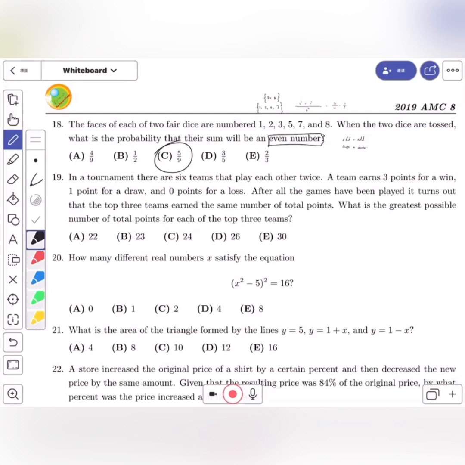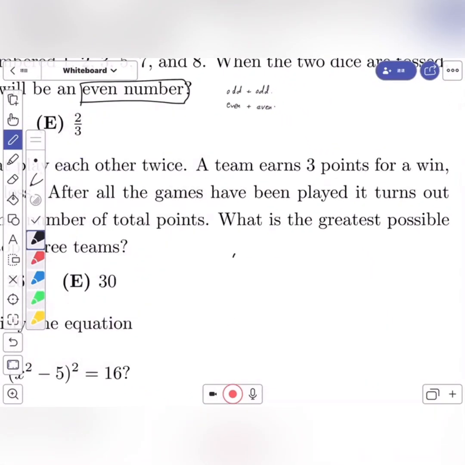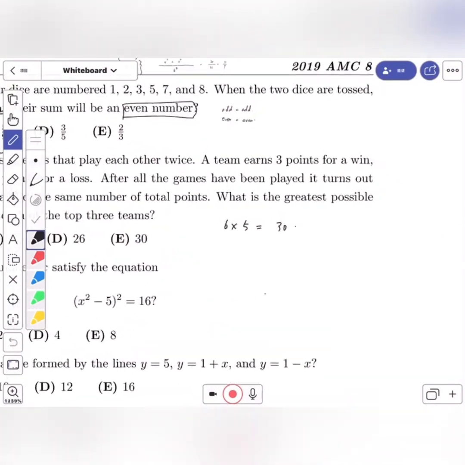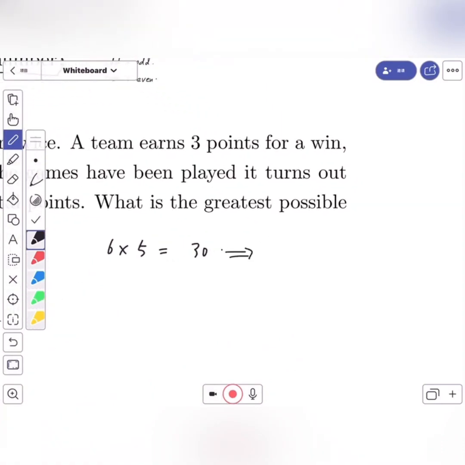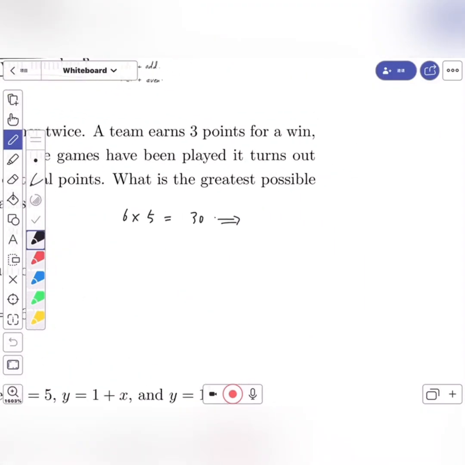So okay, a team earns 3 points for a win, and 1 point for a draw, and 0 point for a loss. And each of the 6 teams plays each other twice, so we're gonna get a total of 6 times 5, which is 30 total number of matches. So this basically means that each team is gonna play 10 matches.